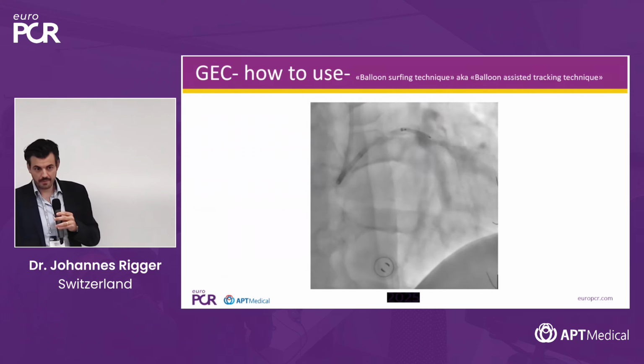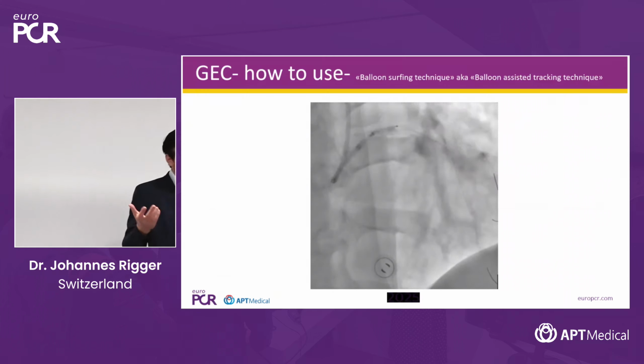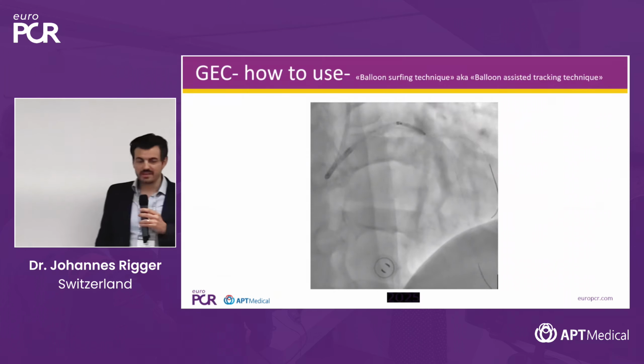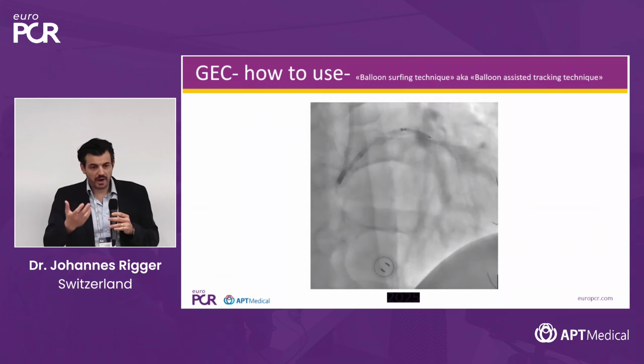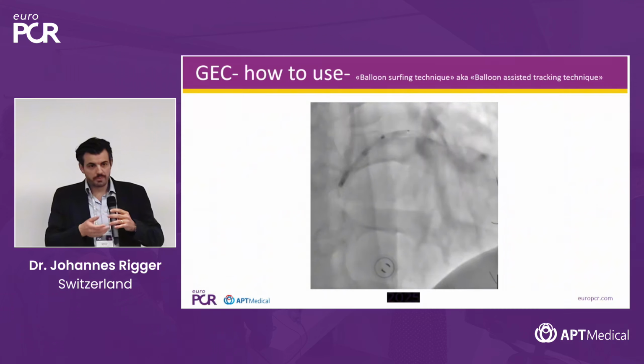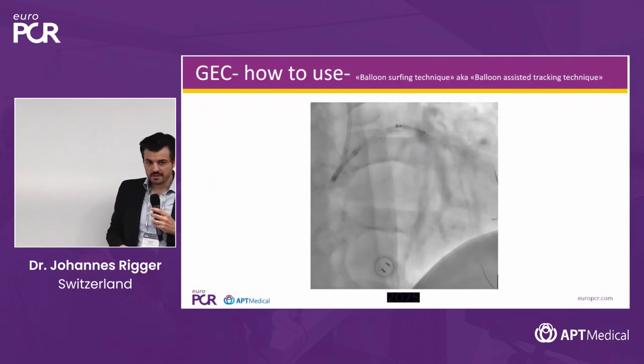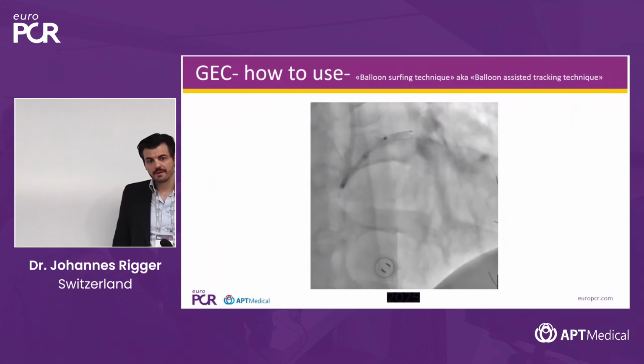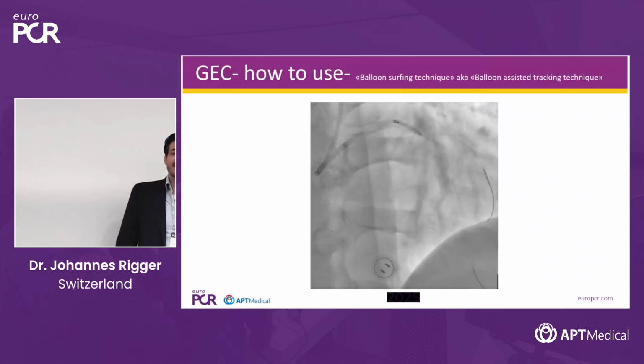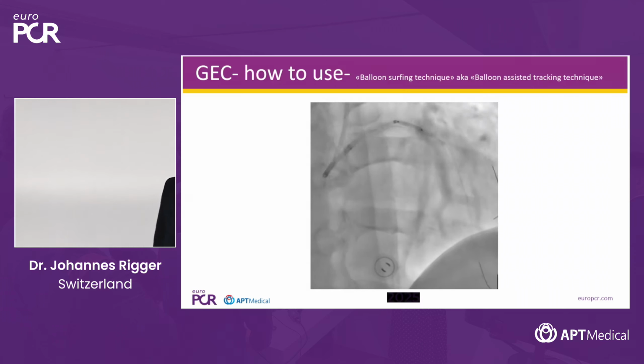How much do you inflate? 2 to 4 atmospheres constant. It doesn't really matter if it's a small balloon, you can go higher. If it's a big balloon, just do a bit of inflation and push the bundle forward, just for prevention of dissection. And I will show you what's happening if you don't do it.